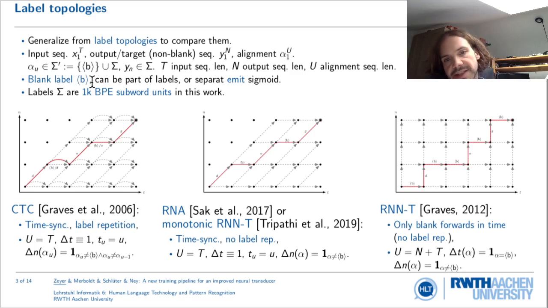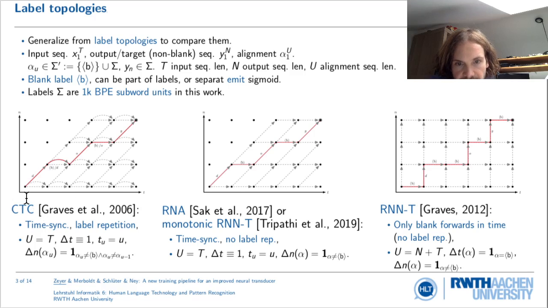And the blank labels, as said, you can model that as being part of the labels, one big softmax in the end, or have a separate probability to model whether you emit a non-blank label or not. And as I said, the labels are the 1000 BPE subword units in this work.